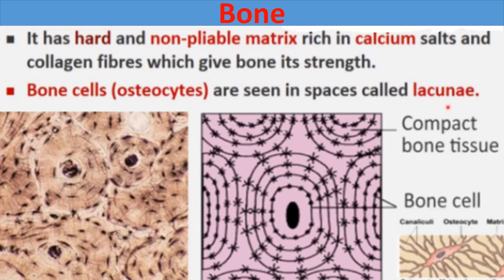So lacunae are the spaces in which bone cells are present. Here you can see all these structures showing lacunae with bone cells. These are osteocytes. This is an osteocyte, or a bone cell, which is responsible for making a complete bone.